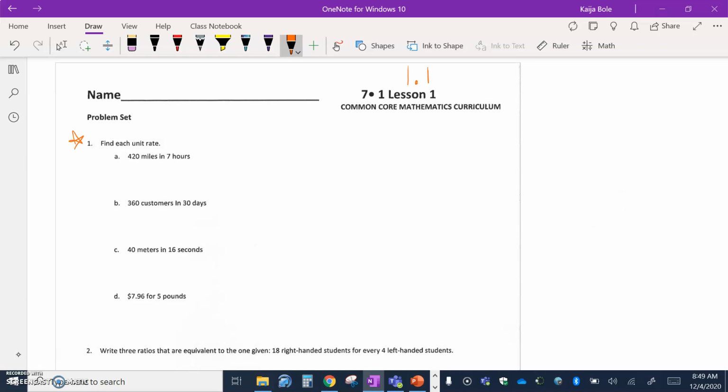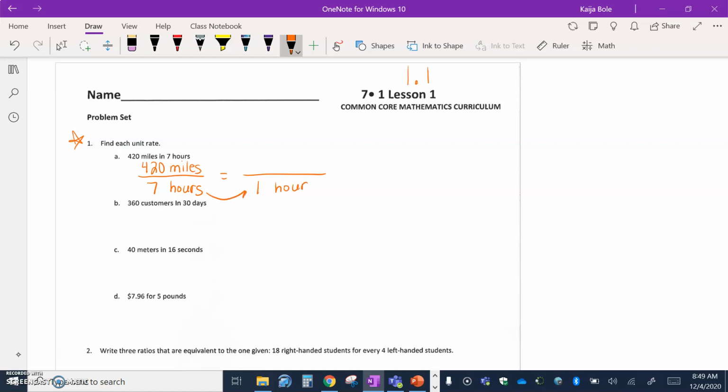So on number 1, find each unit rate. Remember, unit rate is how much for 1. So for example, in part A here, I always like to write it as a fraction. I think it just works easier. 420 miles in 7 hours. So when we're finding the unit rate, we want to know how much for 1 hour.